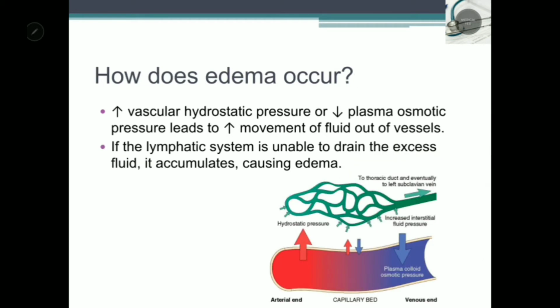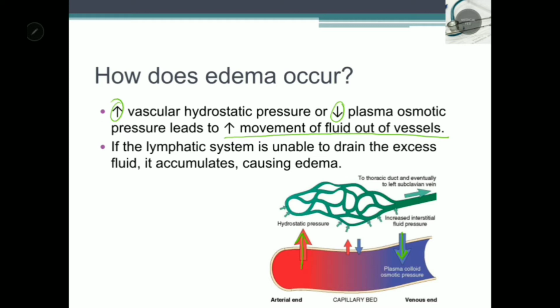So what exactly goes wrong for edema to occur? In edema, what can happen is that the hydrostatic pressure, which tends to push the fluid out of the vessel, can get increased. What can also happen is that the plasma colloid osmotic pressure, which tends to pull the fluid back into the vessel, can get decreased. So both of these conditions will ultimately lead to increased movement of fluid out of the vessels.